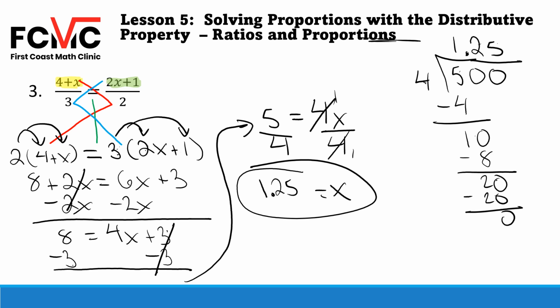All right, so we get exactly 1.25. If we round to the nearest hundredth, okay, as in the previous problem, we rounded to the nearest tenth, we get 1.3. But if we want the exact answer, it's 1.25. All right, let's go to the next example.